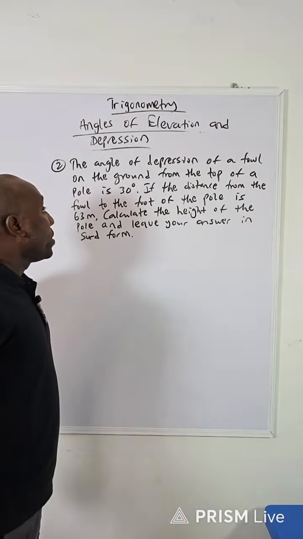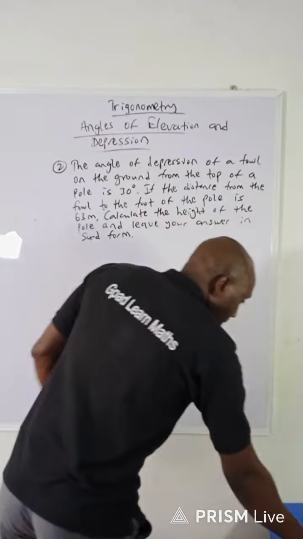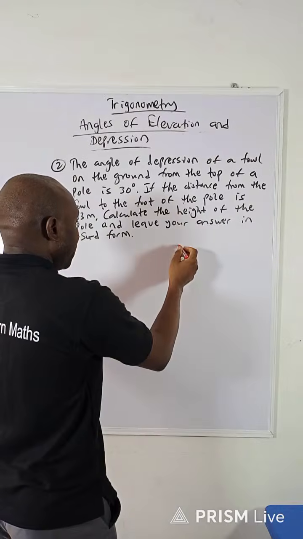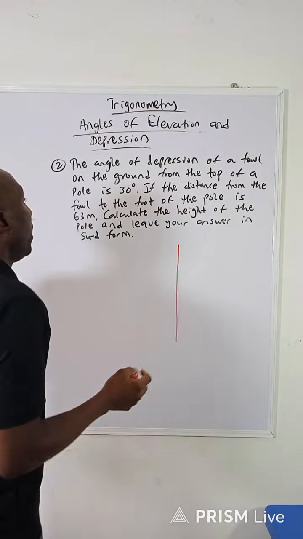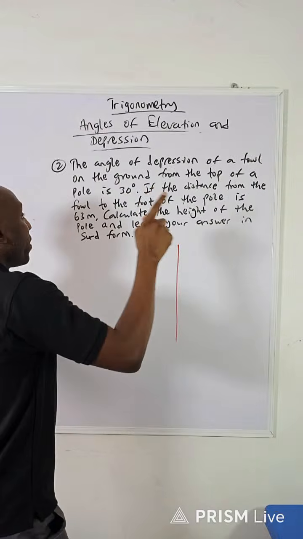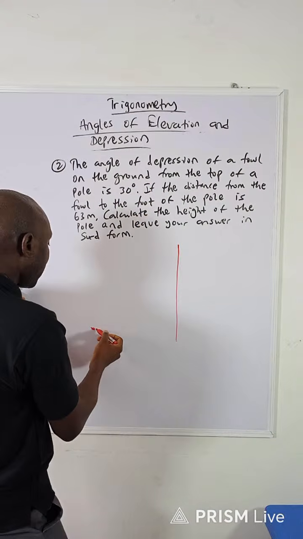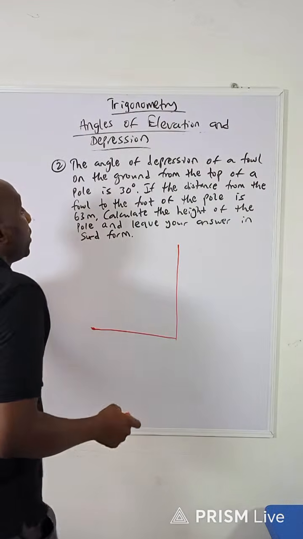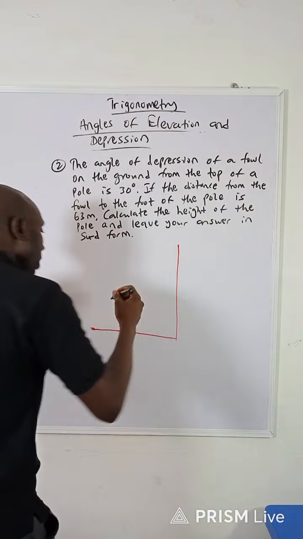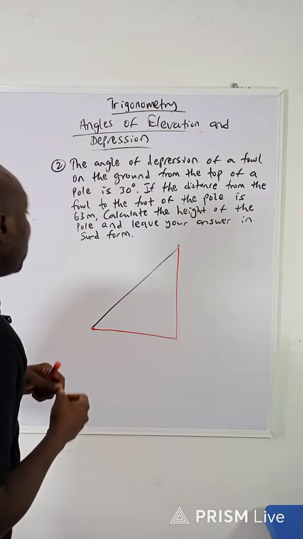It says the angle of depression of a fowl on the ground from the top of a pole. Interesting question. Let's say this is the pole, and the fowl is here on the ground. So let's get our line of sight. Let's say this is the line of sight. Good.